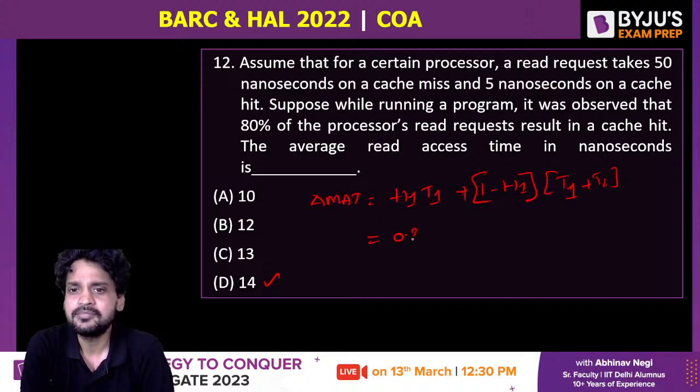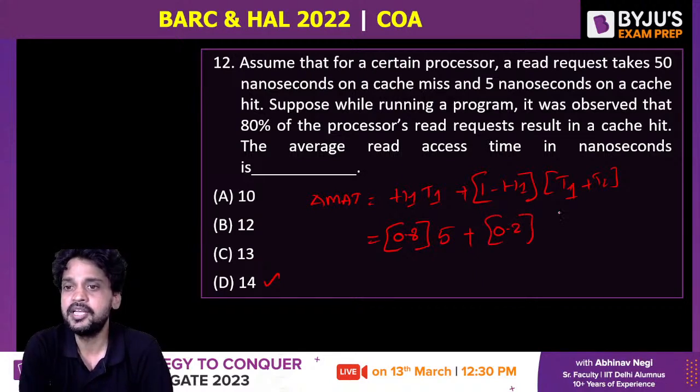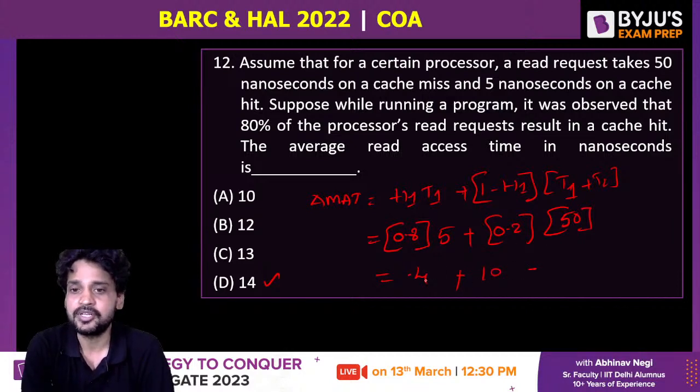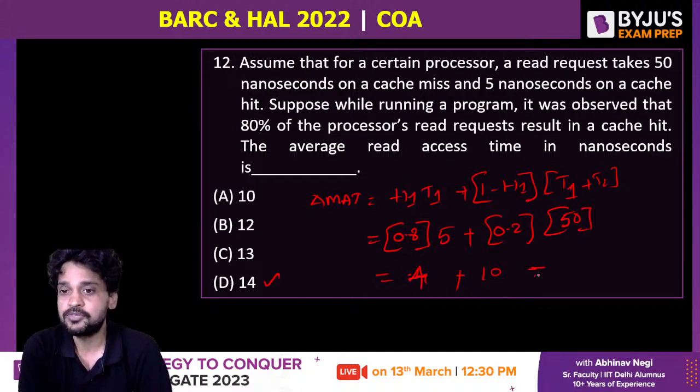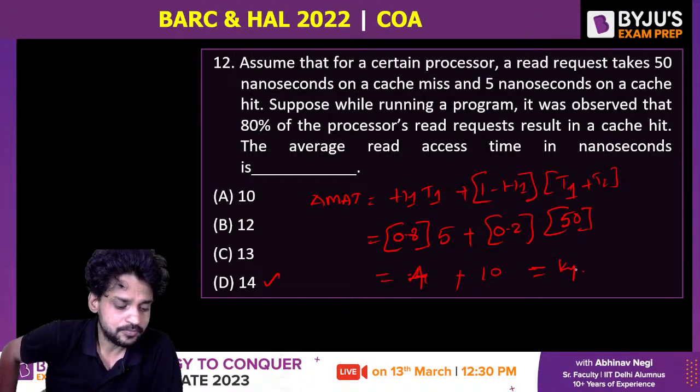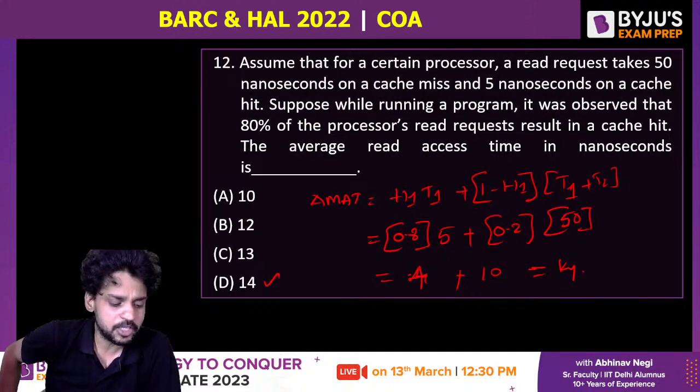Sorry, this is 0.8. T1 is 5, plus 1 minus H1 is 0.2. T1 plus T2, that is T1 plus T2 is 50, right? So this is 0.4 plus this is 10. It will be equal to, sorry, this is 5, this is not 0.4, this is 4 itself. 10 plus 4 is equal to 14. Yes or no? Got my point? Or you want me to explain it precisely?